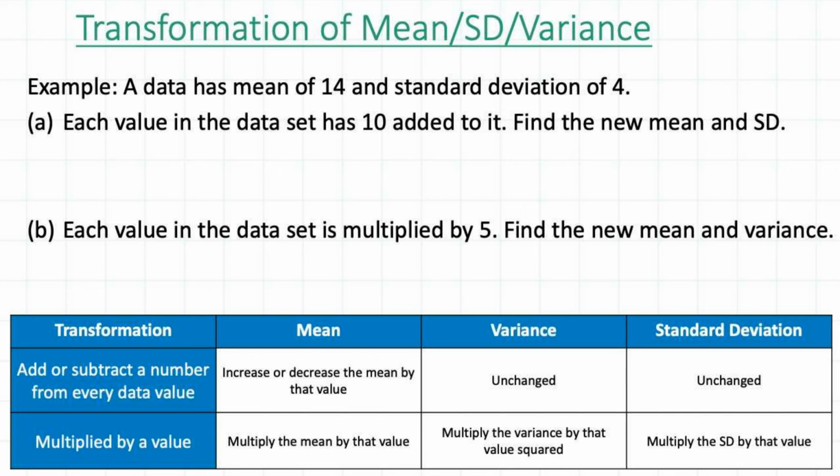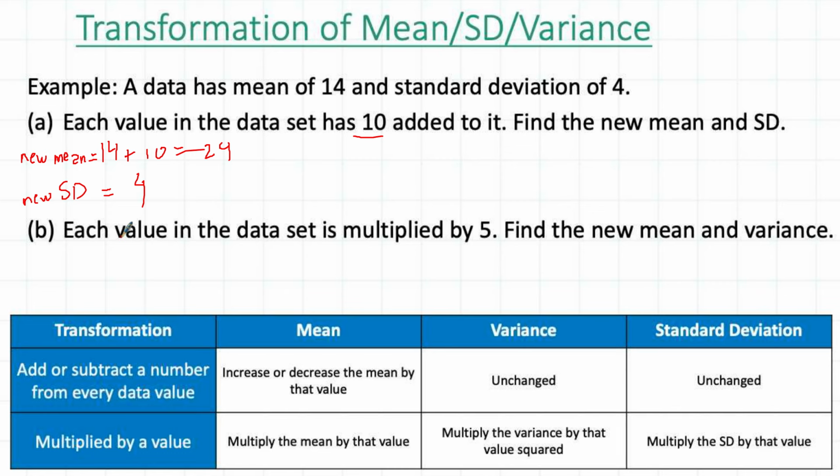A data set has a mean of 14, standard deviation of 4. If each of the data set has 10 added to it, find the new mean and standard deviation. So if I have a mean of 14, the new mean will be the old mean 14 plus 10 added to it. So the new mean is now 24. But the new standard deviation, because I'm just adding values, will not change. It will remain as 4.